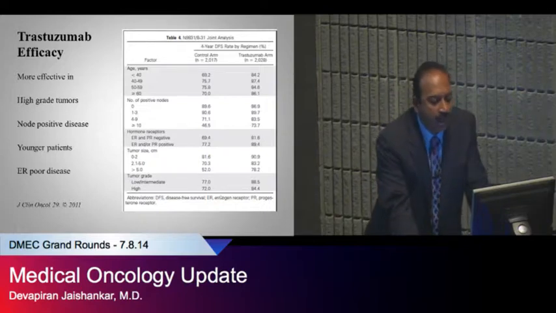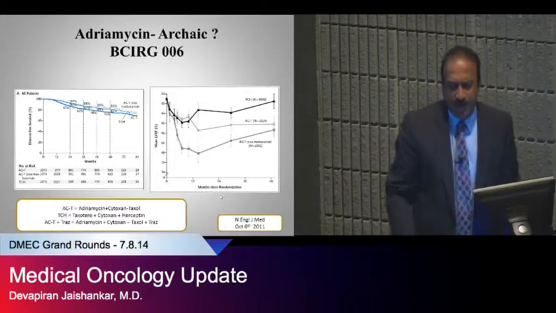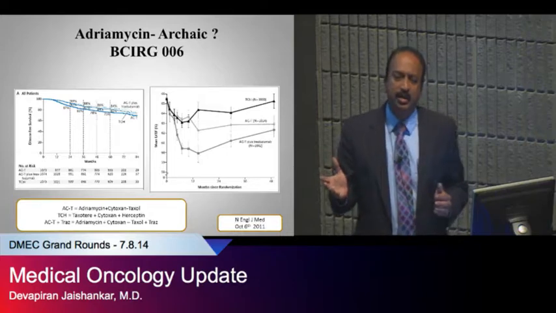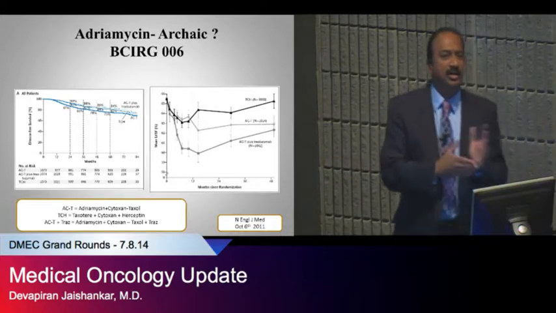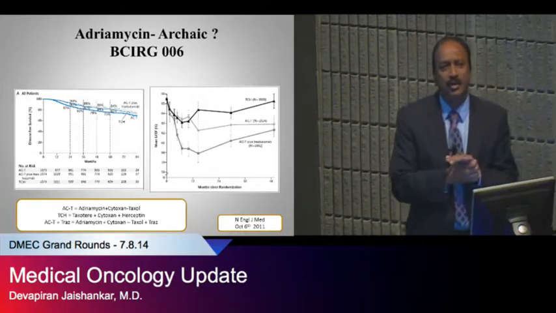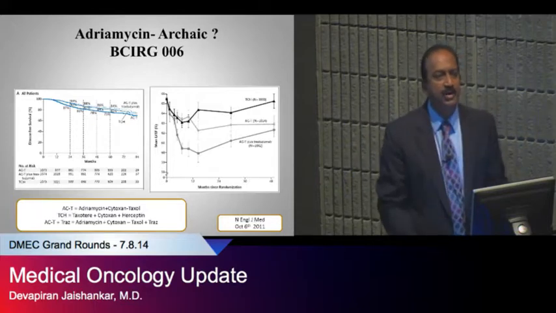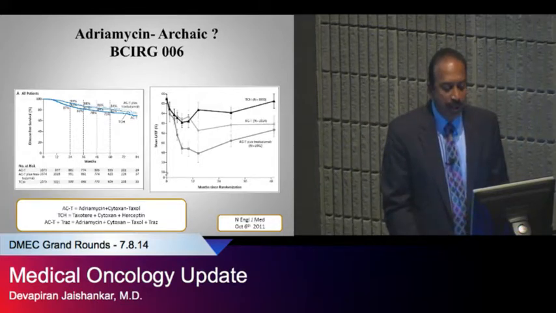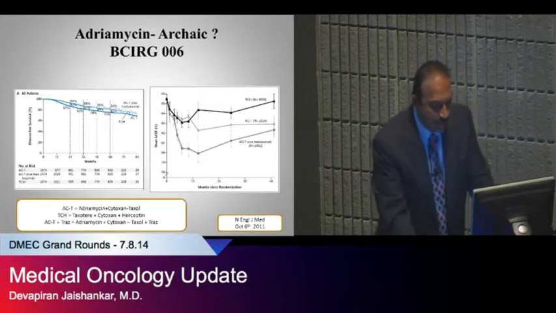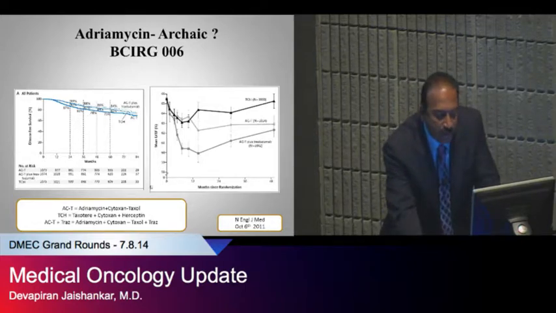Which brings us then to the question, if trastuzumab is cardiotoxic, and we all know anthracyclines are cardiotoxic, what are we doing to the heart? Are we going to just make mulch of the heart trying to give them adjuvant chemotherapy? And so they came up with an alternative, a regimen called TCH, which does not have anthracycline.